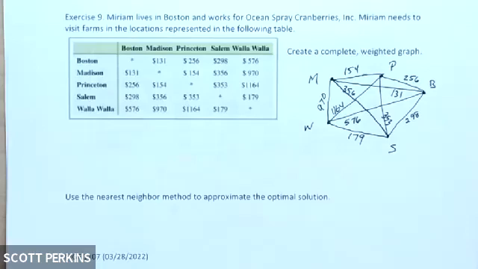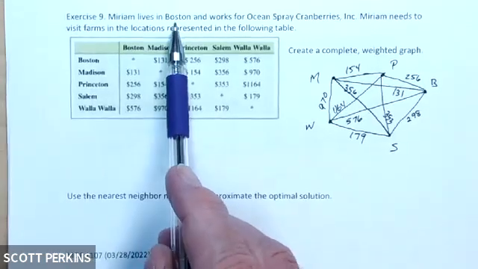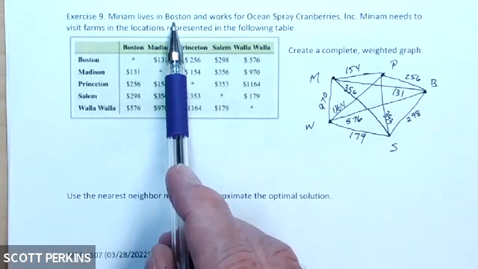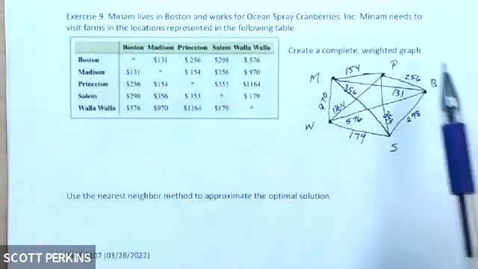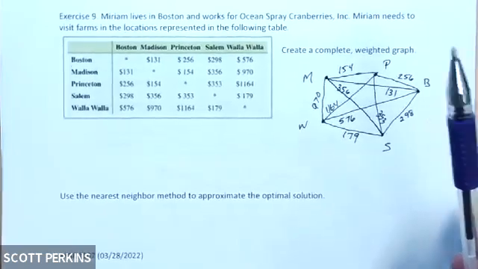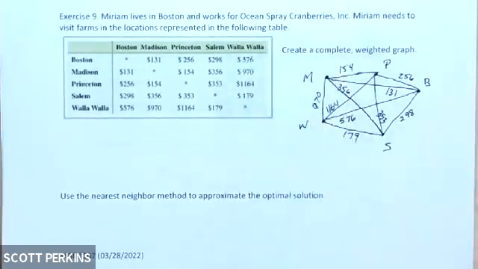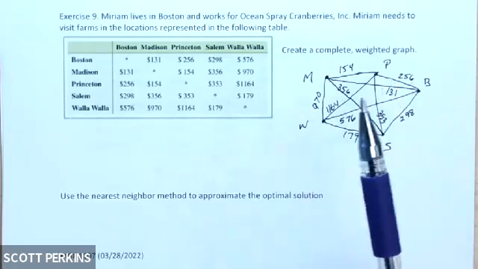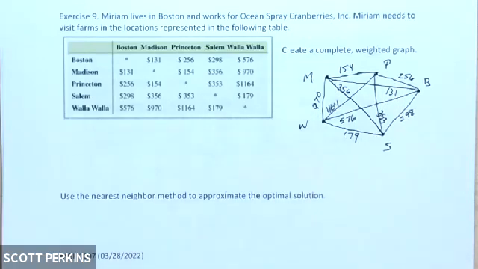We're going to make a circuit. Because of the context of the problem, Miriam lives in Boston, and Miriam needs to visit all these farms. I didn't say it explicitly, so I'll be sure to do that on the test, but Miriam wants to visit the farms and then go home. So she's going to leave from Boston, and then to complete the circuit, she's going to make her travels back home.